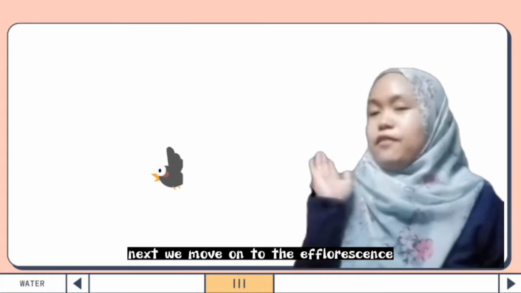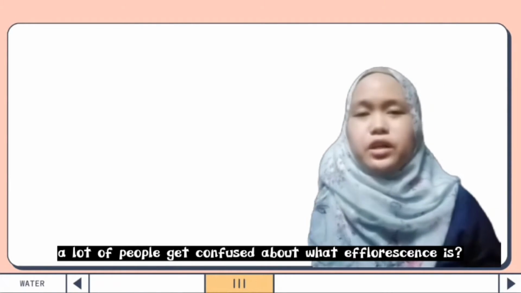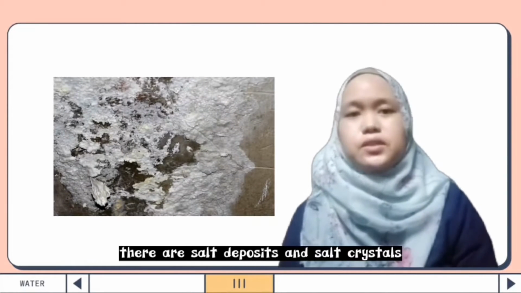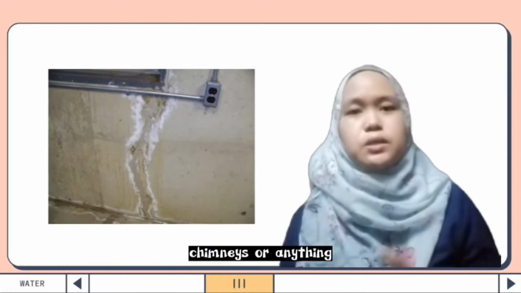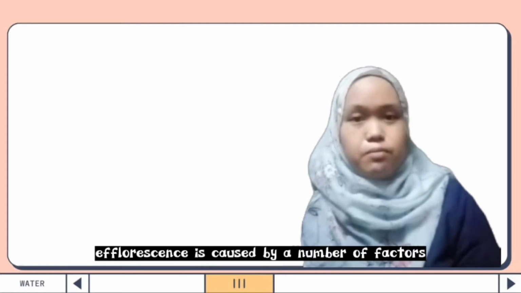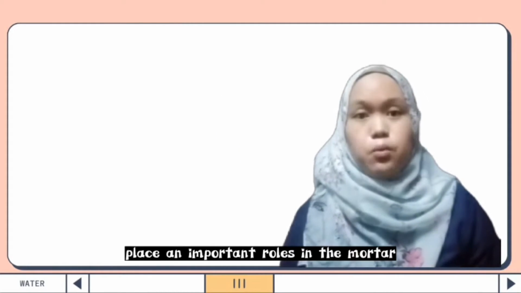Next, we move on to efflorescence. A lot of people get confused about what efflorescence is. They are salt deposits and salt crystals that can form on brick surfaces, concrete, stone walls, chimneys, or anything that is masonry. Efflorescence is caused by a number of factors, where water plays an important role in the mortar.